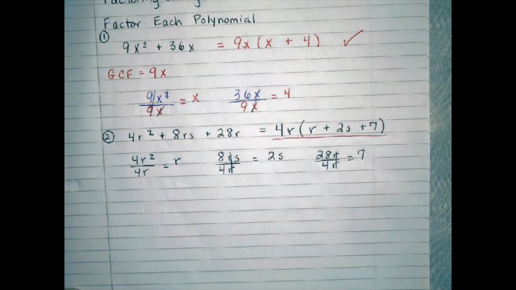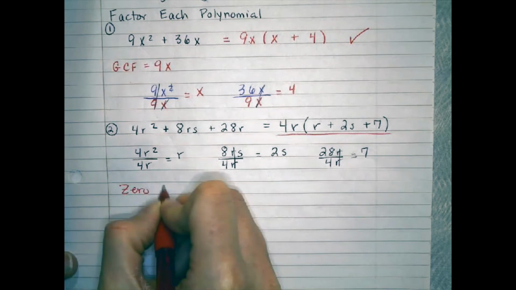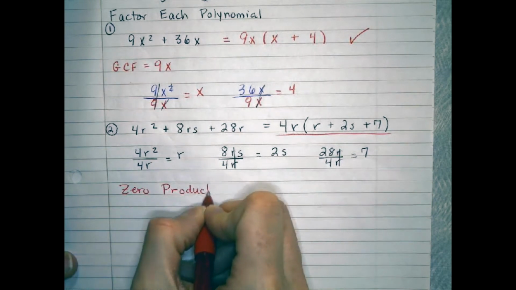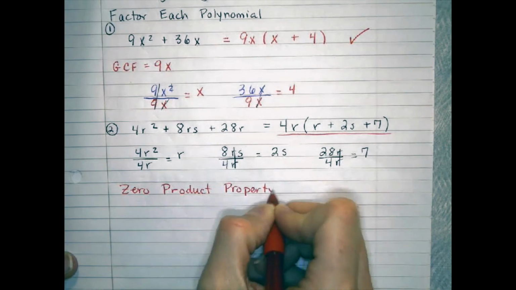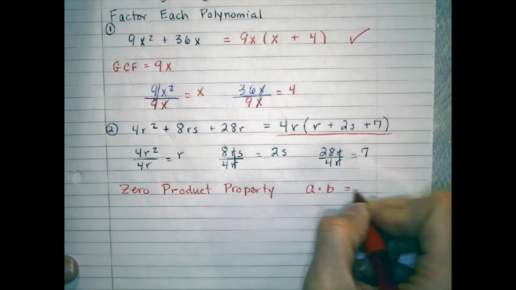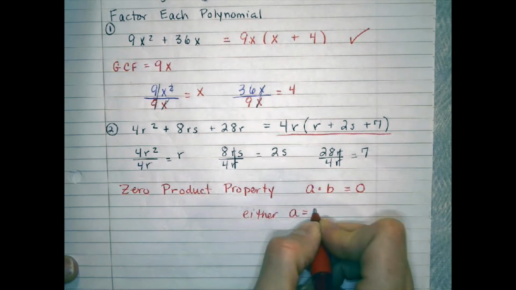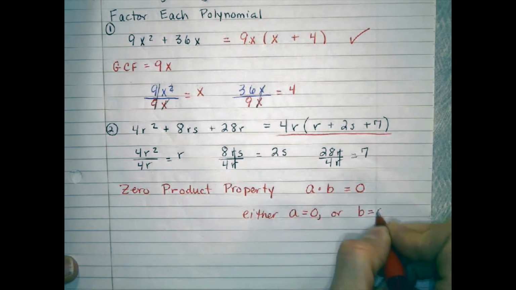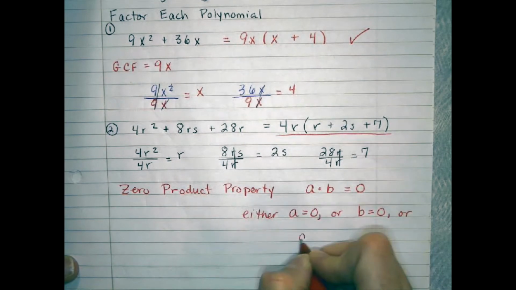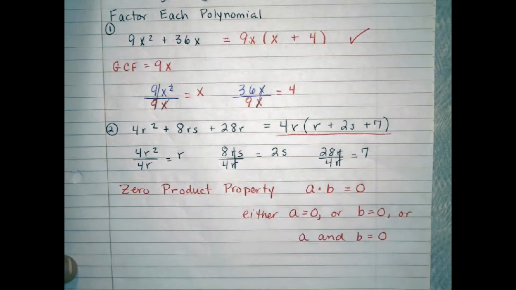Sometimes I'm asked to actually solve an equation, not just factor for the sake of factoring. In order to do that, we use a property called the zero product property, which simply says that if you have two factors, a times b, and they equal 0, then either a equals 0 or b equals 0, or a and b each equal 0. So I can use this property of the zero product in order to solve an equation.